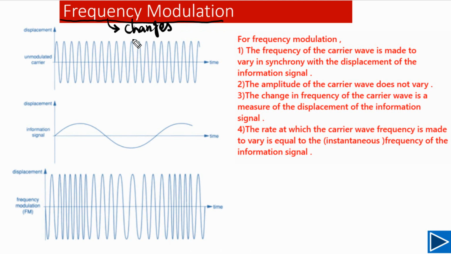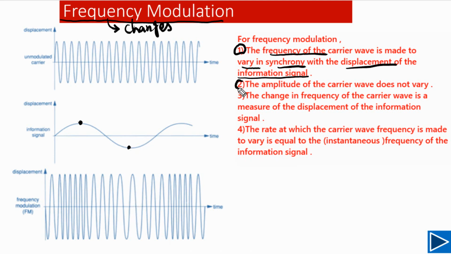When we were talking about amplitude modulation, we said the amplitude of the carrier wave changes depending on the displacement of the information signal. But for frequency modulation, the frequency of the carrier wave changes based on the amplitude of the information signal. The first point is telling us the frequency of the carrier wave is made to vary in synchrony with the displacement of the information signal. So in this case we can see here, when this displacement is positive, the frequency is increasing. When this displacement is negative, the frequency is decreasing.